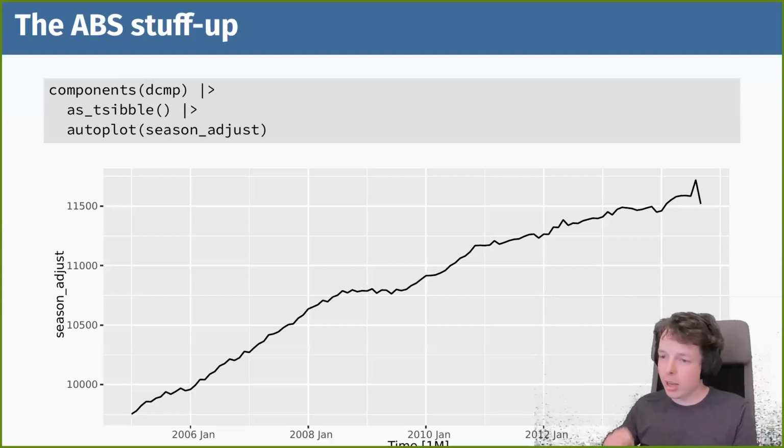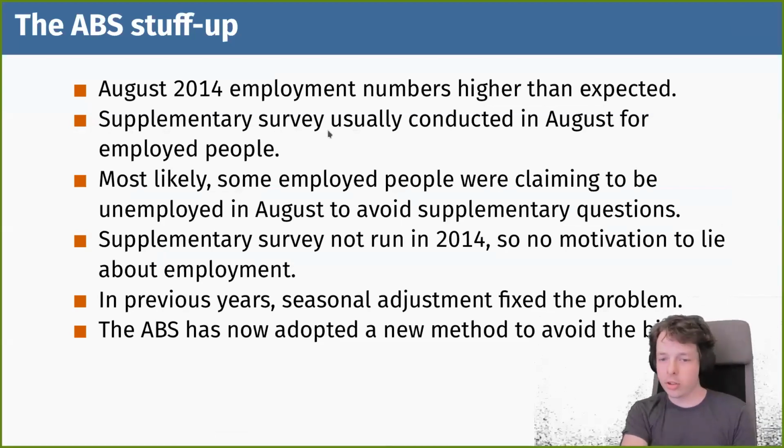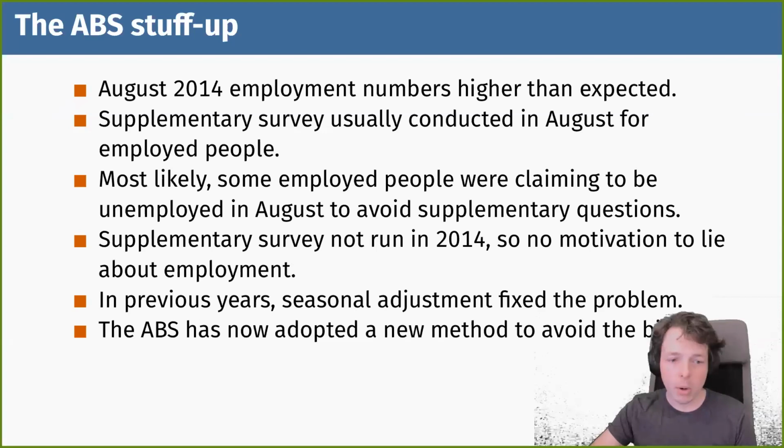They stopped asking that extra set of questions. They decided it wasn't needed anymore. And suddenly Australians started answering truthfully because they weren't worried about answering the next set of questions. And this is why we had a sharp increase followed by a decrease in employment. So the supplementary survey conducted in August was changed, and people were avoiding this survey, but it didn't run in 2014, so Australians stopped lying. And this really impacted the ABS model for seasonal adjustment and caused a big problem.